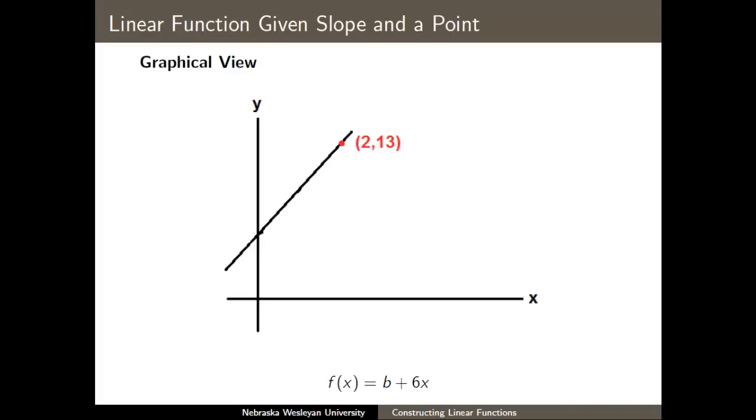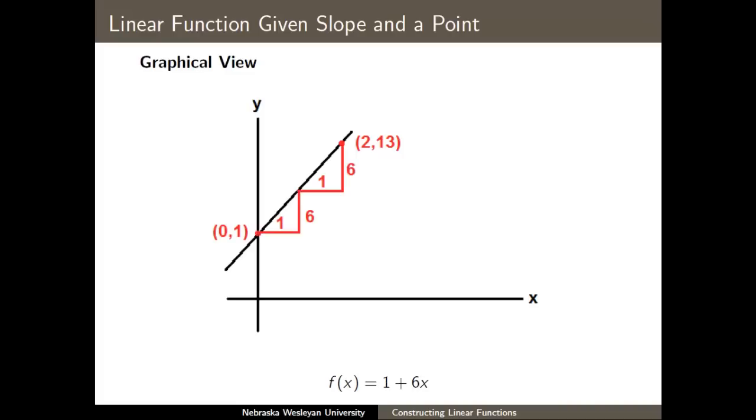At this point, what I can say about my line is that the function that describes it is f of x equals b plus 6x. I still don't know what the b is, and I'll have to compute that somehow. But I do know that its slope should be 6 based on the information I was given, and so I can simply write that down. I can update my function to reflect that fact.